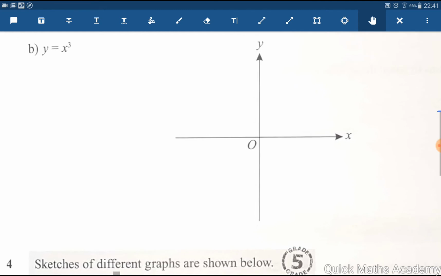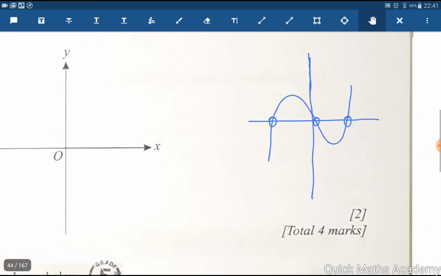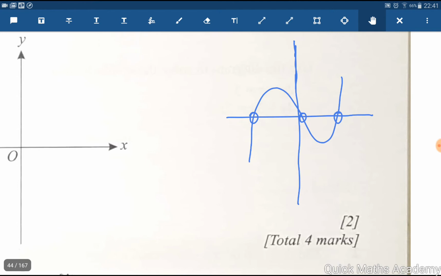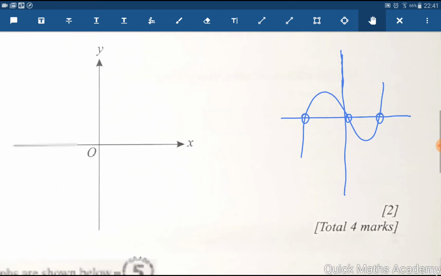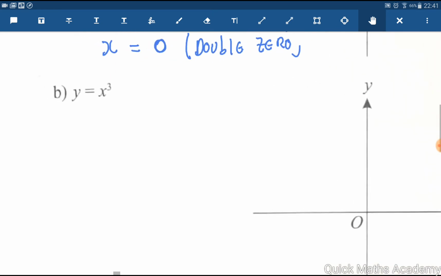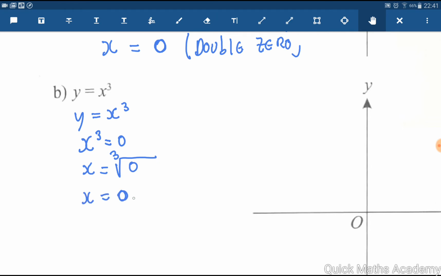Okay, let's try to do it. If I know that my x cubed function normally is something like this, and this has 3 zeros, well, let's check out how many zeros this thing has. Y equals x cubed. Let's do x cubed equals 0, x equals the cubic root of 0, which is what? Which is 0. Okay, in this case we have a triple 0.